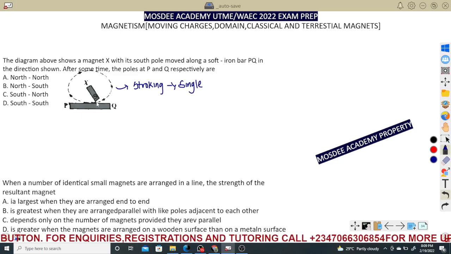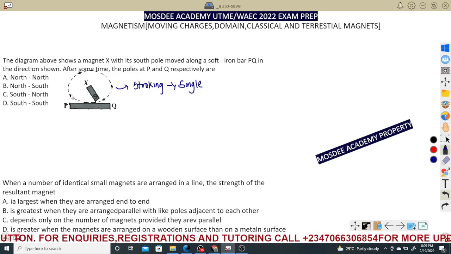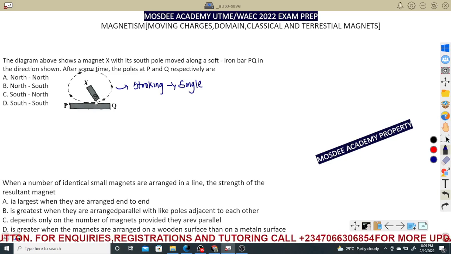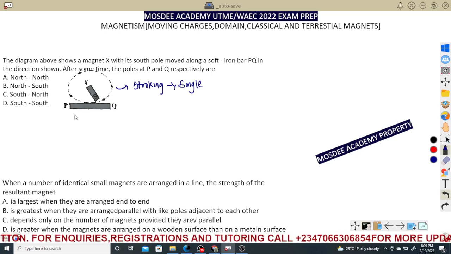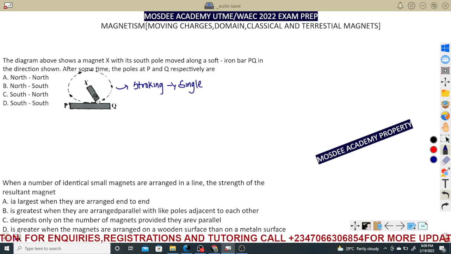So for this one, the north pole is last touched from the direction of this arrow. You can see the way the arrow is going. The arrow is going like this. So the south pole was last touched by this. So the P here will induce a polarity that is different from the one that last touched it. So south pole was last touched.